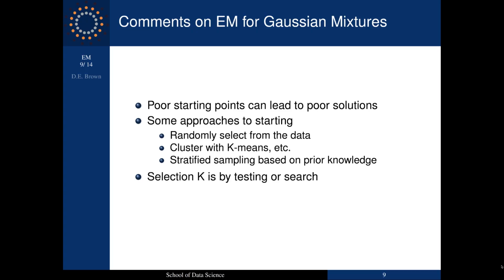Selection of K is typically done by just trying several values, seeing what the results are, and based on that, selecting the best K for your particular problem. You have to remember that EM is, at the end of the day, a heuristic, and it can get stuck in local optima. So it's not guaranteed to produce the best answer to this problem of finding these parameter values for this mixture model. So it's best if you can try it a couple of times with different starting points.